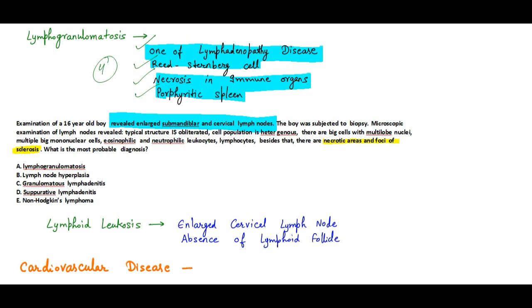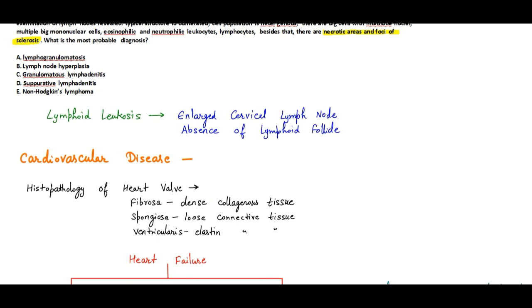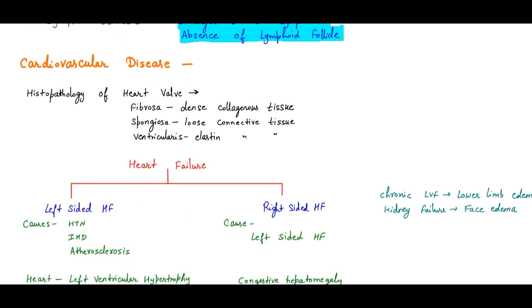Okay, then next in the options there is lymphoid leukosis. What is lymphoid leukosis? Remember, if you have an enlarged cervical lymph node and the lymphoid follicles are absent, if there is no lymphoid follicle in the question, then that is the case of lymphoid leukosis. Okay, so this was about leukemia and lymphoma.